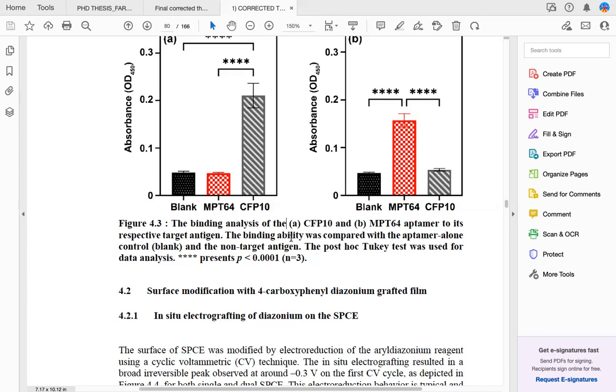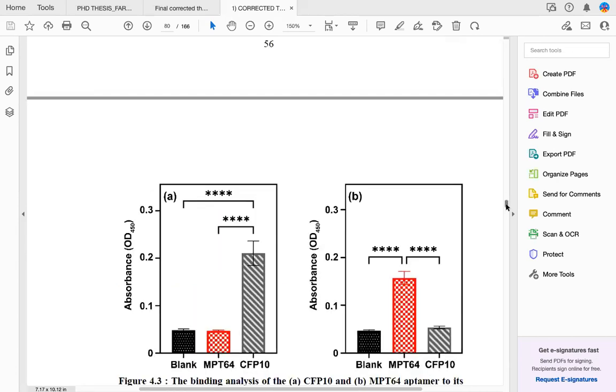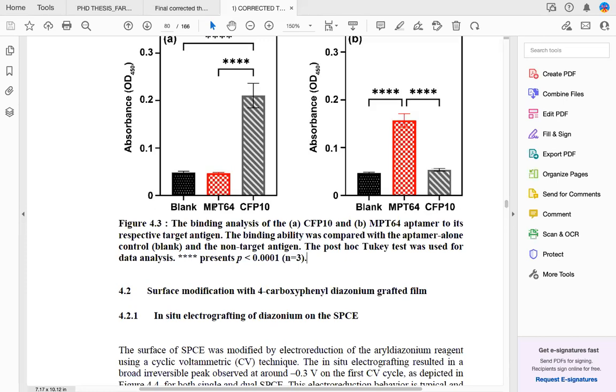So the binding ability was compared with aptamer alone and non-target antigen. This is something that you learn in statistics, right? Some of you have learned statistics. I hope that you know what it is. There is something missing here actually, but I think it is labeled. So there is a legend.